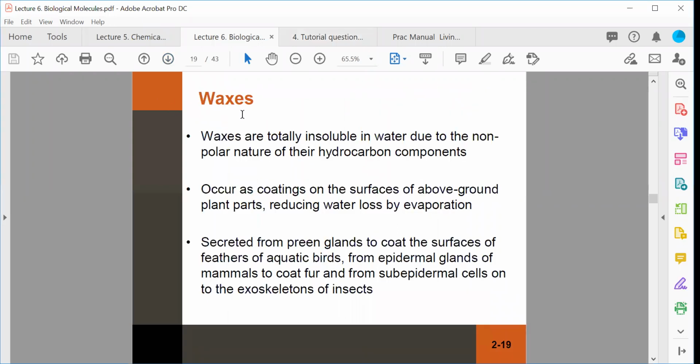And now we move on to waxes. Waxes are totally insoluble in water due to the non-polar nature of these molecules. They occur as coatings on the surfaces of above ground plant parts, which acts very effectively to reduce water loss by evaporation. Waxes are also secreted from preen glands to coat the surfaces of feathers of aquatic birds, from epidermal glands of mammals to coat fur, and also are found being secreted by certain cells of insects.